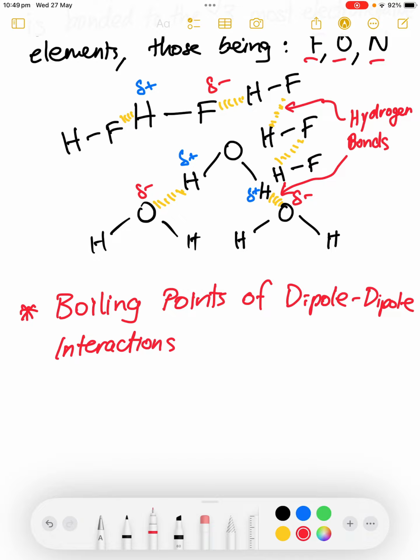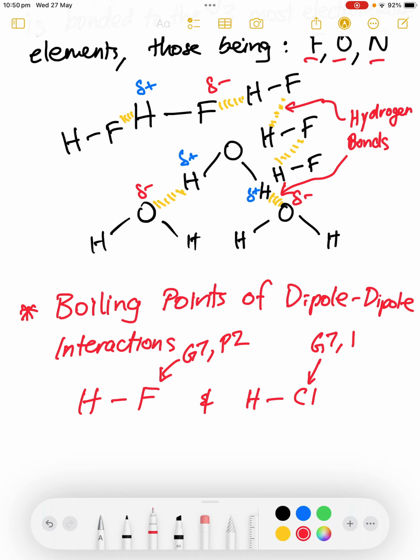So we could see that for something like HF and HCl. So HF, that's in group 7 period 2. HCl, group 7 again, but period 3. All right. What does that mean? Well, the boiling point for HF is a lot higher than what it would be for HCl. So I'll just write boiling point for HF higher than HCl.